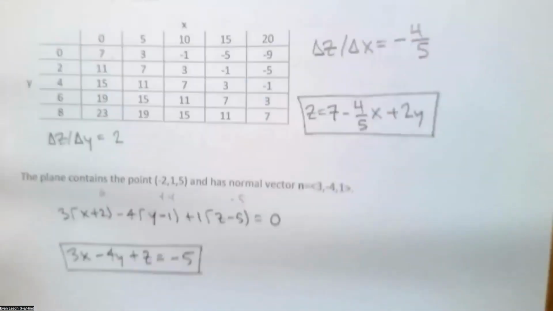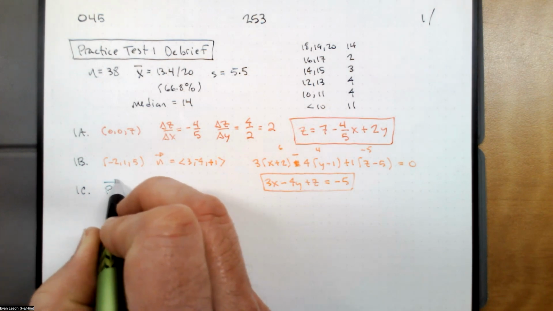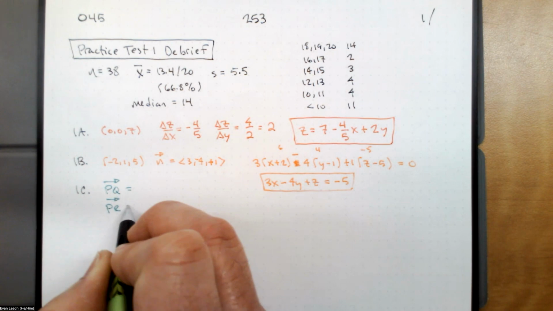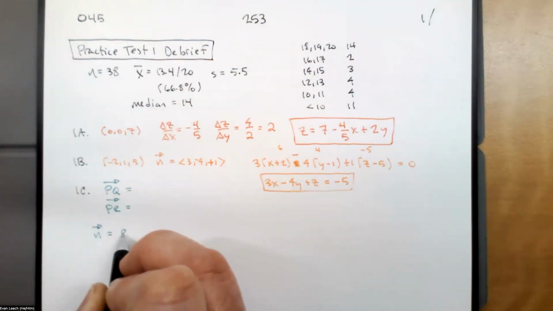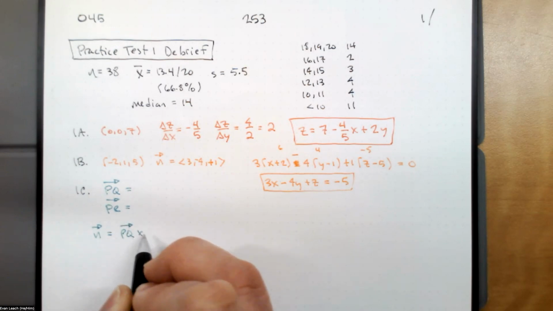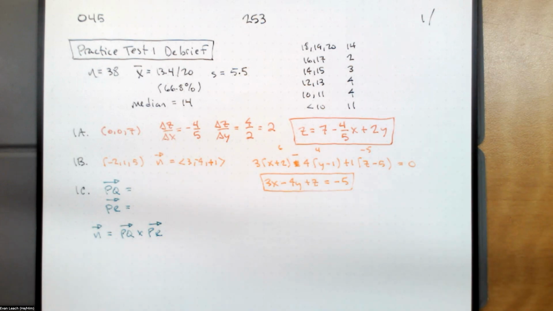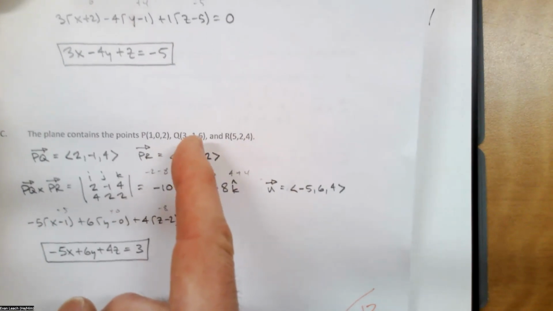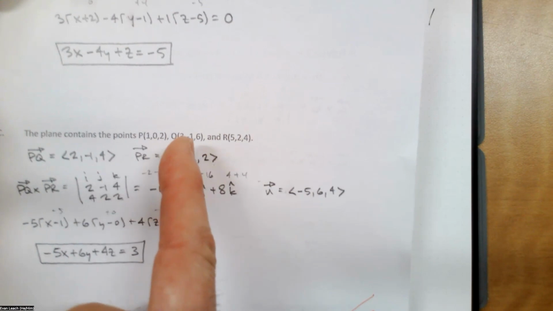P, Q, and R. So I found the vector PQ, and then I found the vector PR. And then I just calculated my normal vector to be PQ cross PR. So in the calculation, PQ is going to be, I ended at Q, so I do the Q coordinate minus the P coordinate. So 3 minus 1 is 2.